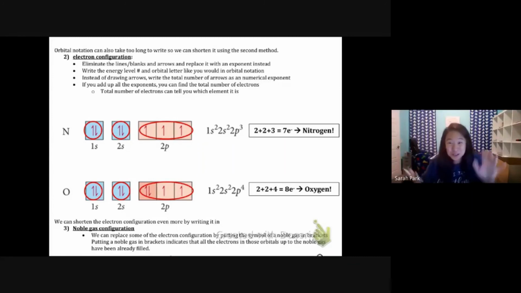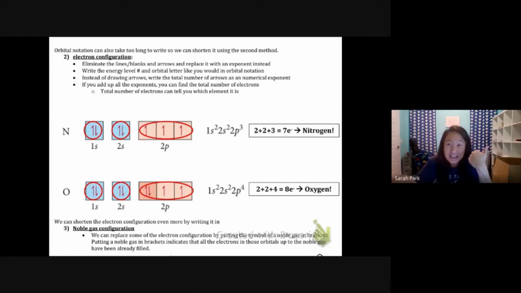So how do we shorten orbital notation so that it's easier to write, and easier to quickly understand and look at? We can shorten it to electron configuration. Electron configuration gets rid of all the lines. We don't show the bedrooms, we don't show the orbitals, we don't draw arrows. We just keep it nice and short and sweet. We still write the energy level, and we still write what kind of house they live in, but we instead just write how many electrons live there.